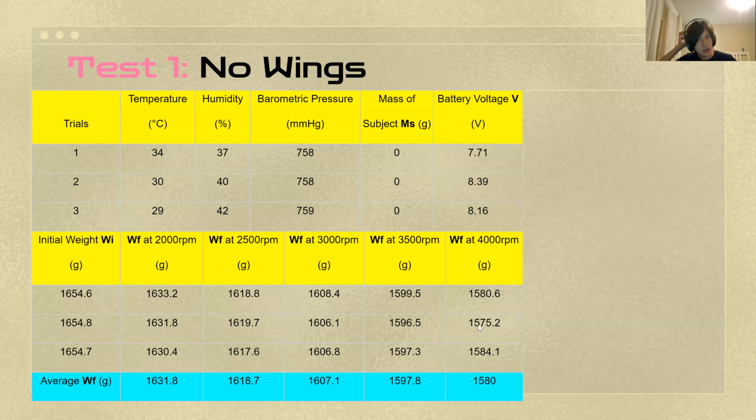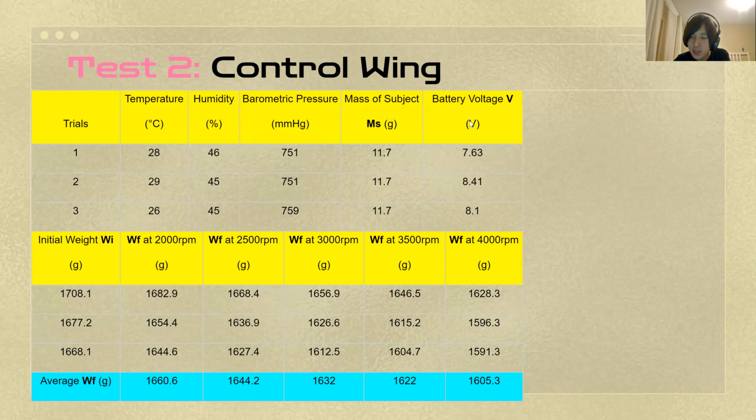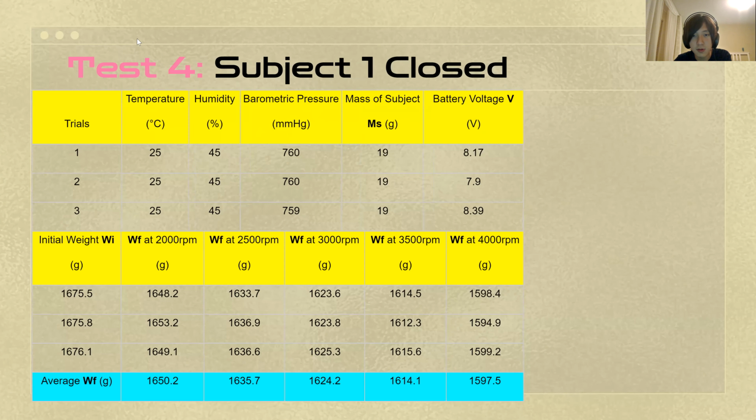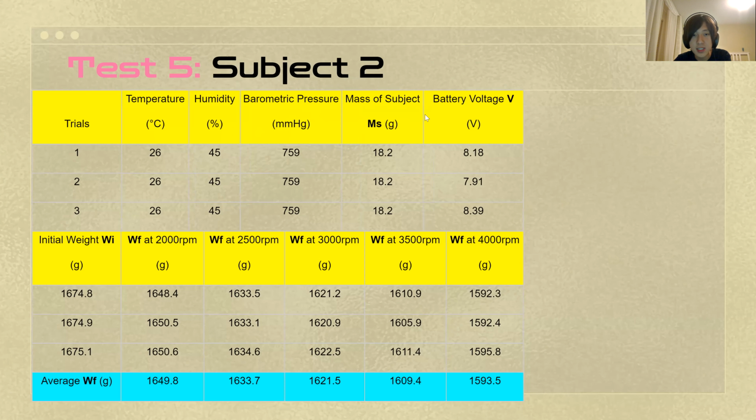Yep, and now we can move on to data. I forgot to mention just now, the weight scale is already put into the wind tunnel, and it's a scientific weight scale. In test 1, we have no wings at all. Test 2, we have the control wing. Test 3, we have subject 1. Test 4, we have subject 1 closed. And test 5, we have subject 2.